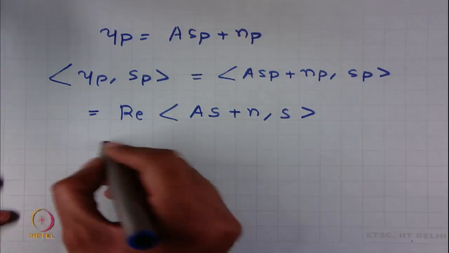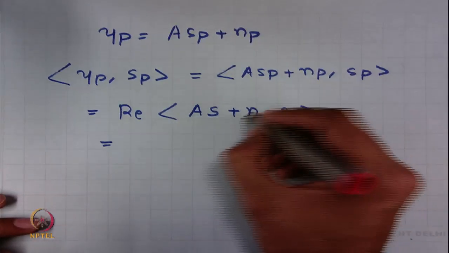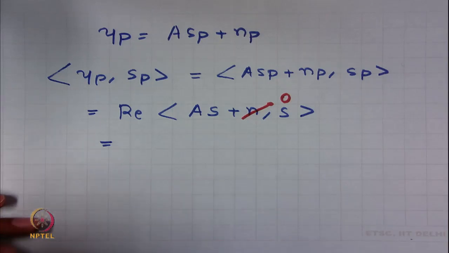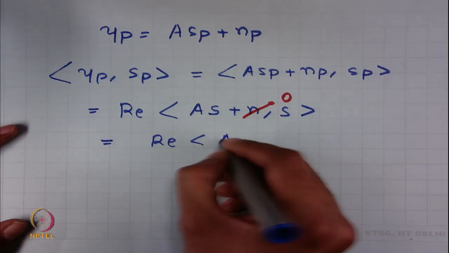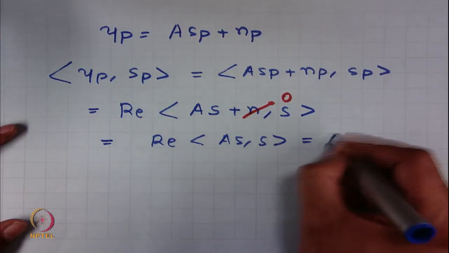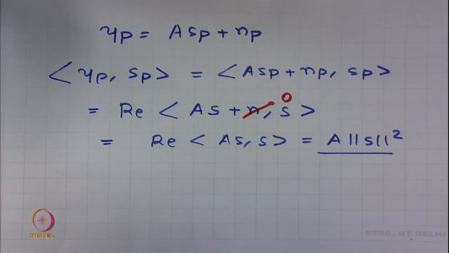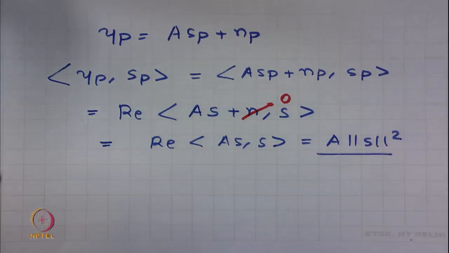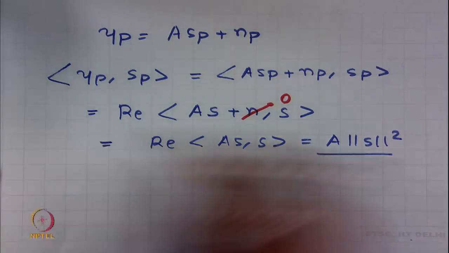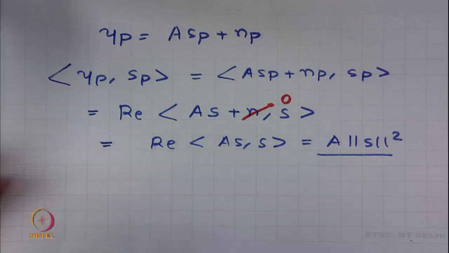Now, if you do this, let us assume noise to be 0. Okay, let me put it to 0 for simplicity. What we get is the real part of the inner product of A S with S, and this is nothing but A times the norm of S squared. This we have already seen. So now what you get at the receiver is A times the energy of S. At the receiver you would see that most of the detection happens based on the energy of the received signal. So, this looks fairly okay.